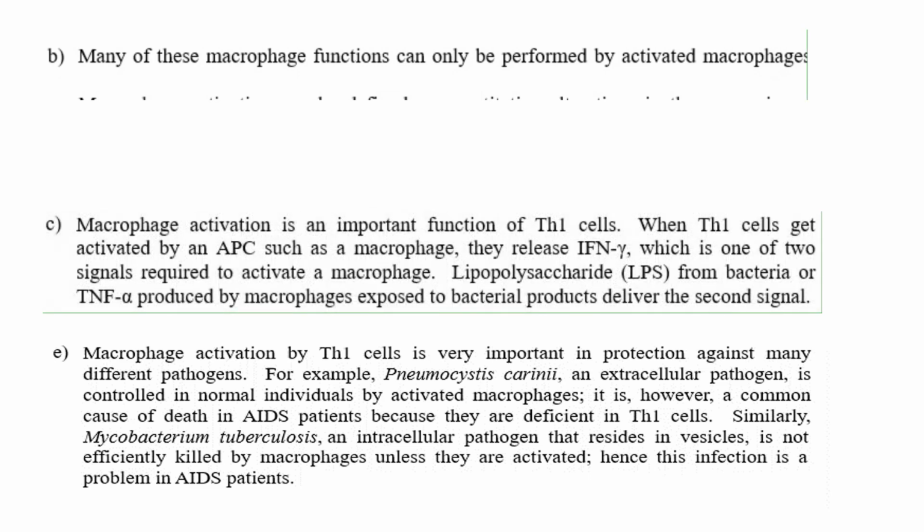Macrophage activation is an important function of the T helper 1 cytokine, which is mediated by the T helper 1 cells. When T helper 1 cells get activated by the antigen presenting cells such as the macrophage, they release gamma interferon, which is one of the two signals required to activate macrophage. Lipopolysaccharide from bacteria or tumor necrosis factor alpha produced by the macrophage exposed to bacterial product deliver their second signals. So there will be also the first signal activation and the second signal activation.